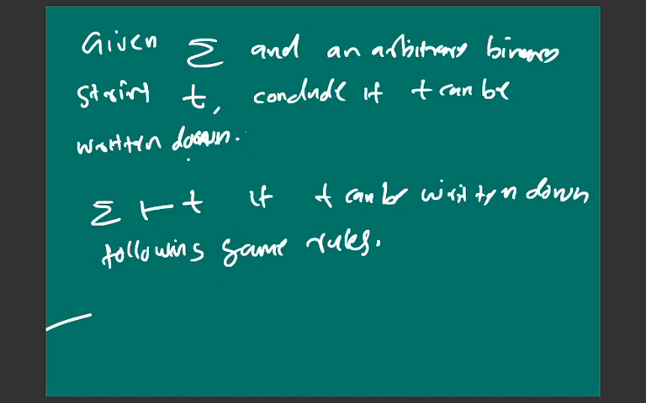Okay. Now I say that sigma proves t if t can be written down following the game rules. So t can be derived from sigma if t can be written down following the game rules starting from sigma. Now it should be already familiar to you from the things that we have already looked at, right? Basically, this is imitating a kind of proof, right? So how we write down proofs.